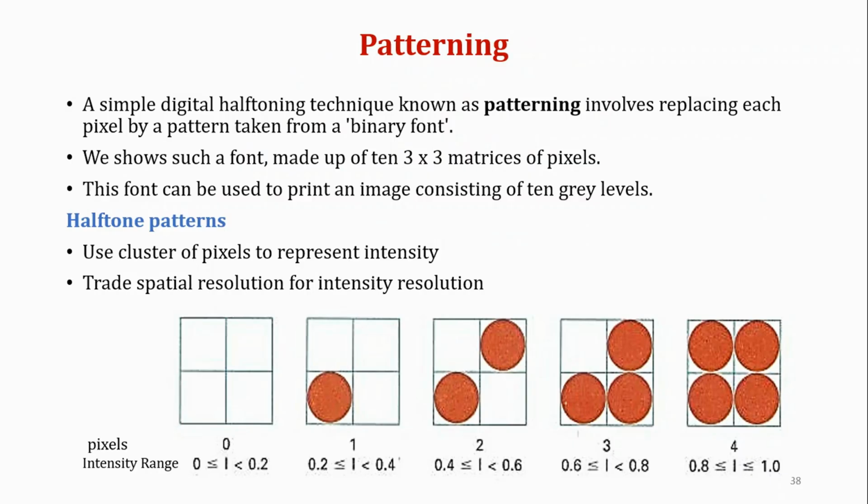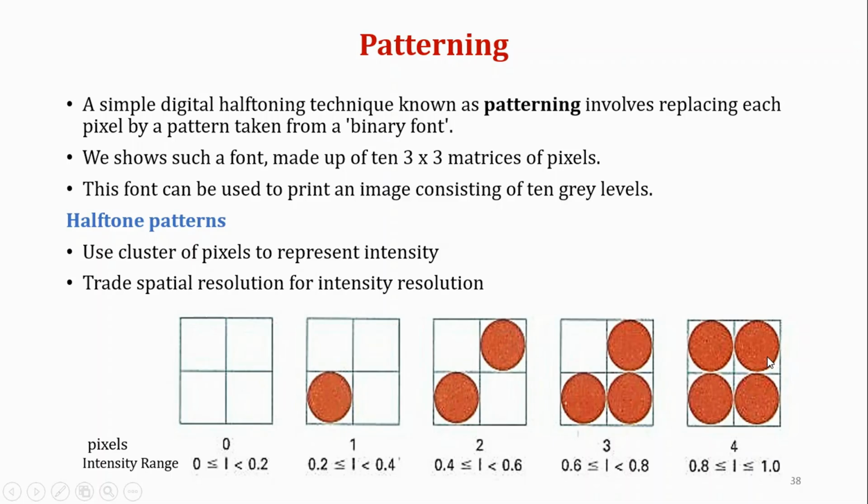Next is patterning. Patterning is a simple digital halftoning technique, where each pixel is replaced by a small binary pattern. Different patterns represent different intensity levels. As intensity increases, more white pixels are included in a pattern. So check out here, intensity ranges from 0 to 2. Here 0 intensity means zero pixels, nothing is there. 1 pixel is used to represent the intensity, then 2 pixels, 3 pixels, 4 pixels.